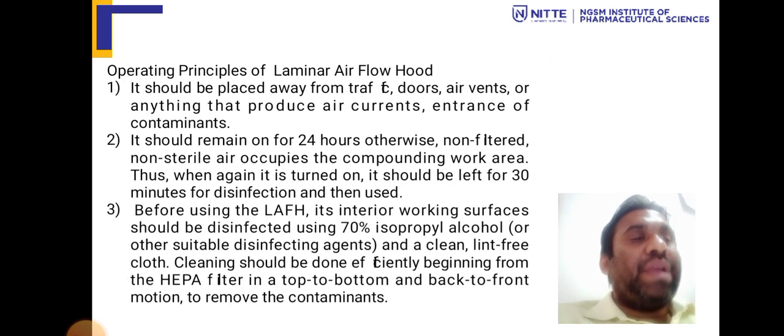Operating principles of laminar airflow. Now we'll see the operating principles. It should be placed away from doors, traps, air vents, anything that produces air current. Whatever air enters comes with contamination, so the entrance should be properly taken care of. It should remain on for 24 hours, otherwise non-filtered, non-sterile air occupies the compounding work area. Thus, when it is turned on again, it should be left on for 30 minutes for disinfection and then used.